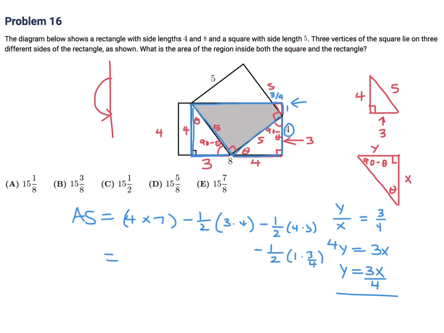And when you crunch out these numbers, you get 28 minus 6 minus 6 minus 3 over 8. And that is 15 and 5/8. And 15 and 5/8 is choice D.